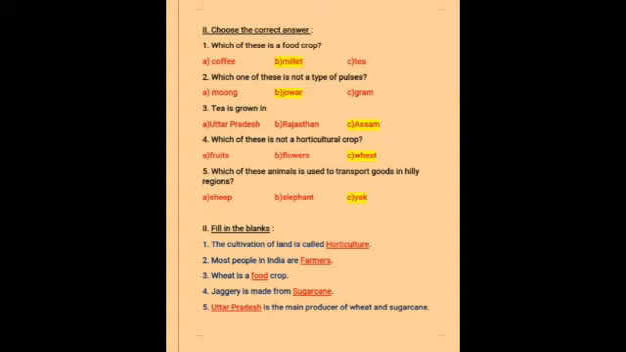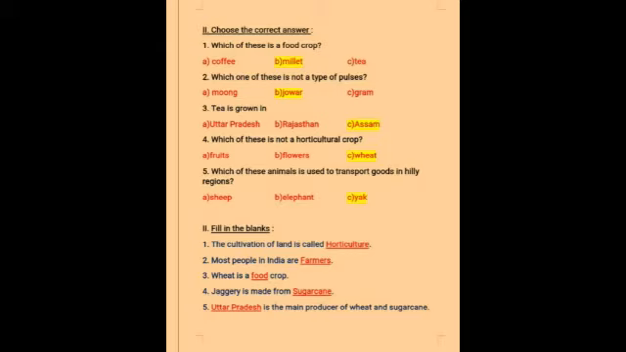Fourth one, which of these is not a horticultural crop? By seeing itself, you will know the answer. It is option C, wheat. Fifth one, which of these animals is used to transport goods in hilly regions? Sheep, elephant, yak. Yes, it is option 5, yak. Next Roman letter, fill in the blanks. This is the third Roman letter. The cultivation of land is called Dash. The cultivation of land is called horticulture.